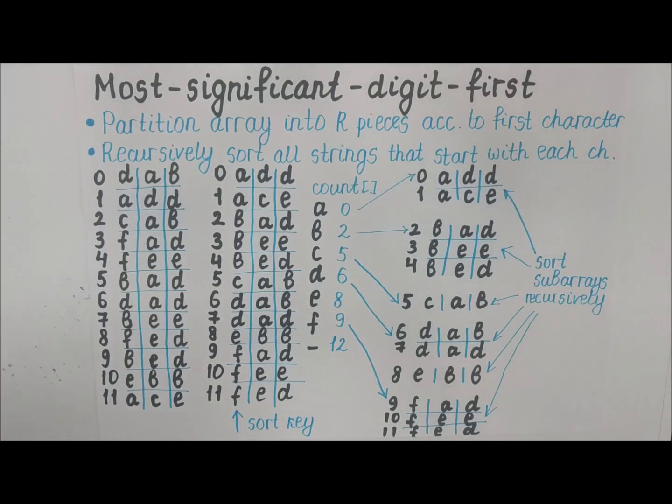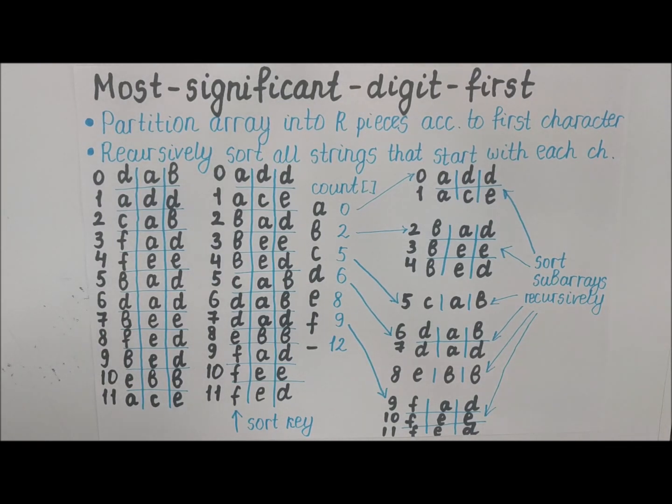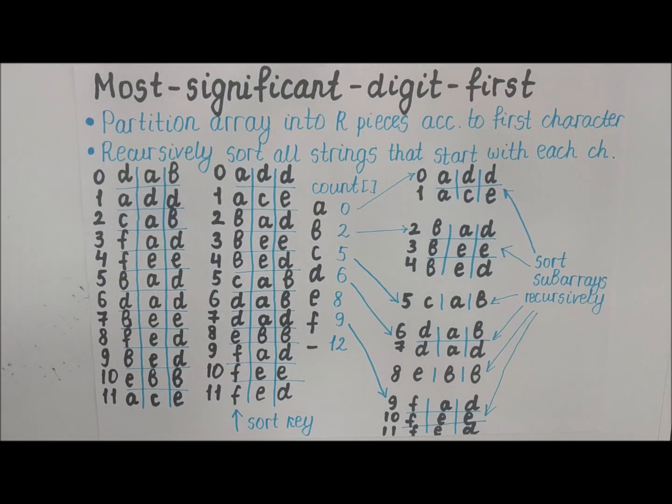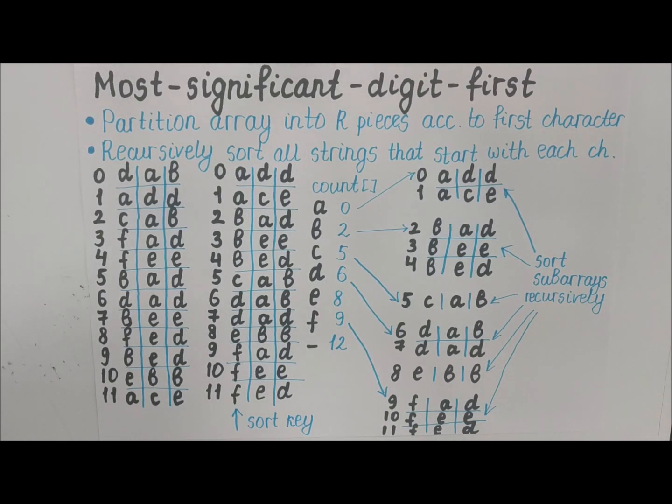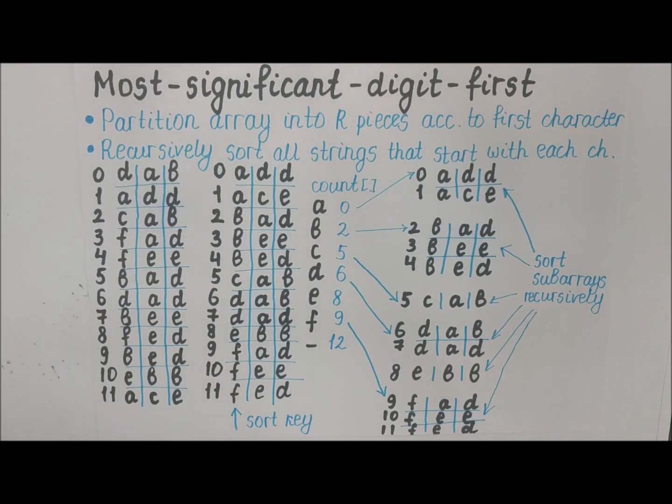So the next algorithm is the most significant digit first string sort algorithm. The second name of this algorithm is reverse LSD. The main idea is to consider characters from left to right and stably sort using this character as a key, using key-indexed counting. So the goal is to partition the array into R pieces according to the first character and recursively sort all strings that start with each character.